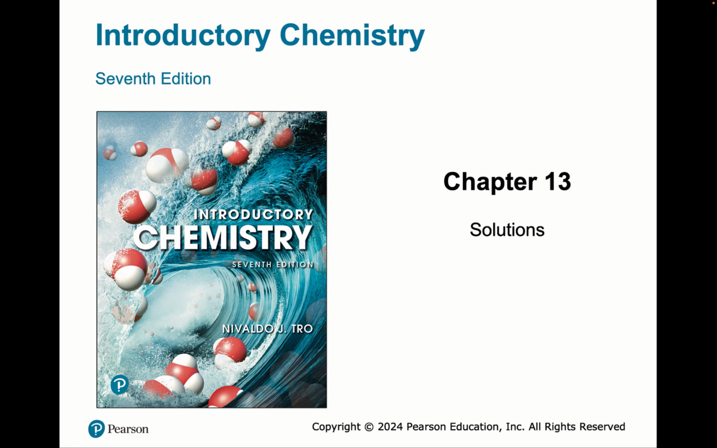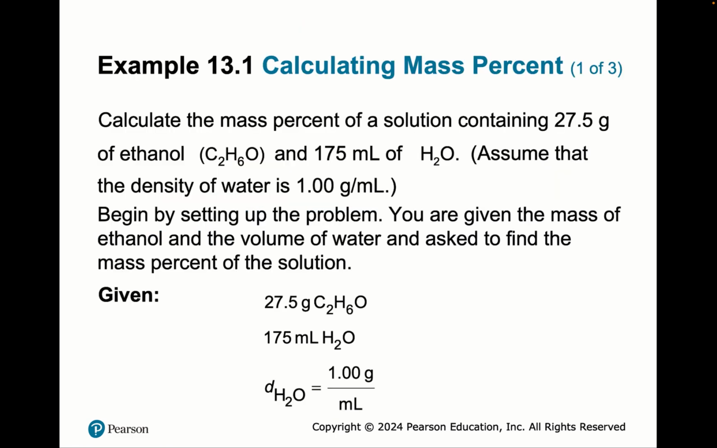So now problem set for chapter 13. So start off with calculating mass percent. What's the mass percent of a solution that has 27.5 grams of ethanol and 175 grams, or 175 milliliters, of water? I even said grams because it's 1 gram per milliliter.